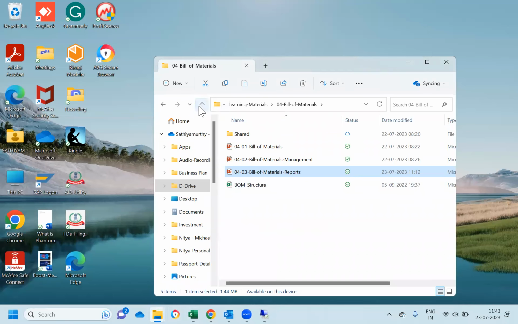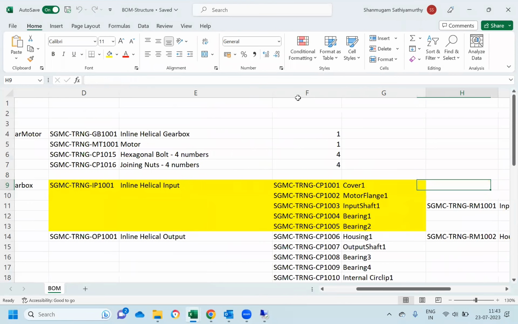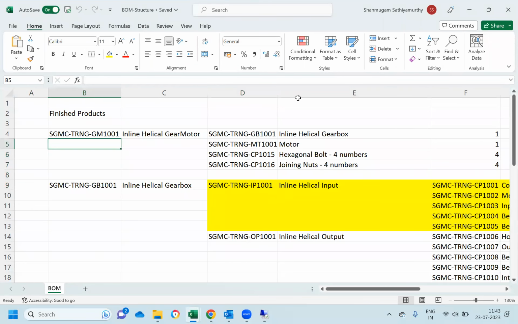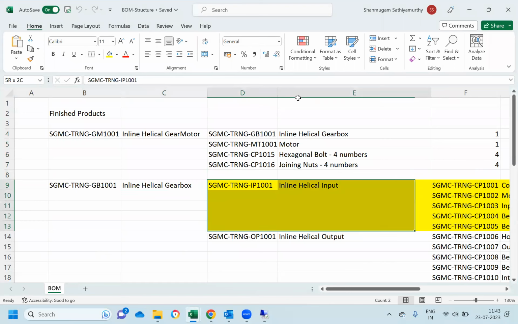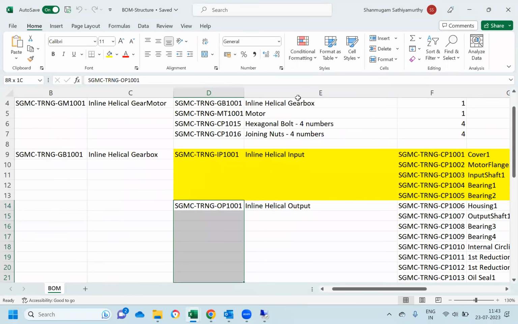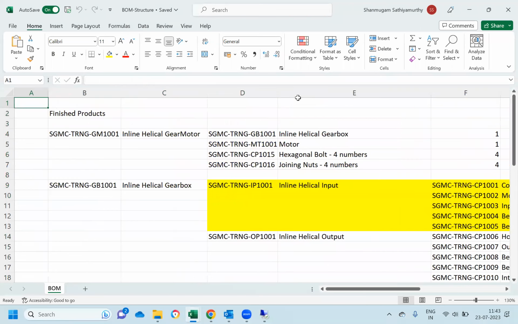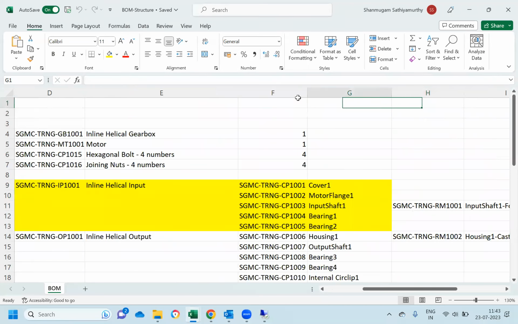So next, we will be going to, just a minute. So this is the BOM structure we are using, like a gear motor, where we are using the gearbox, motor, other things. And then to put the gearbox, we have this input subassembly. These are all the BOMs. And then we have the output. These are all the BOM items for the output. And then we have the oil here. This is the BOM structure in the Excel file, so that you will get more clarity. I will share this also.